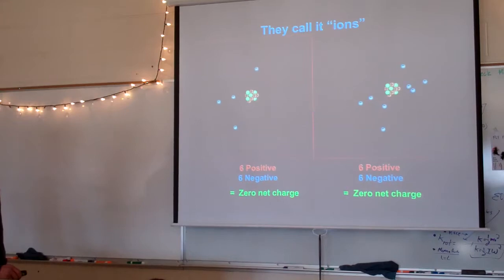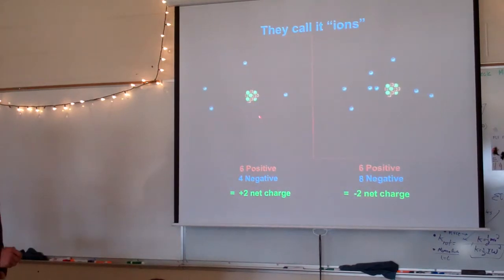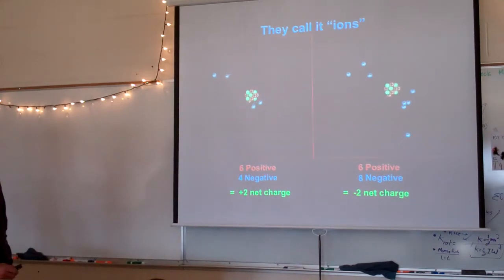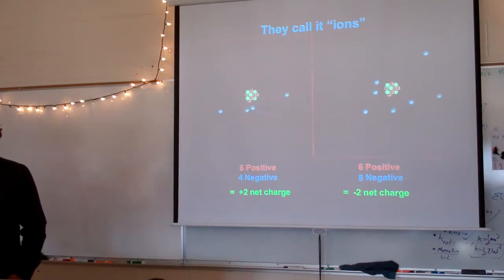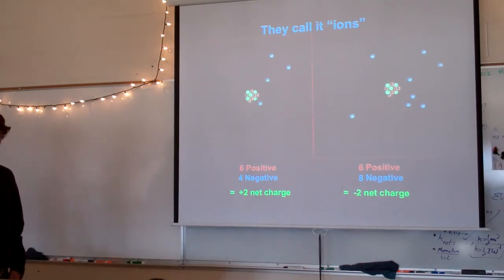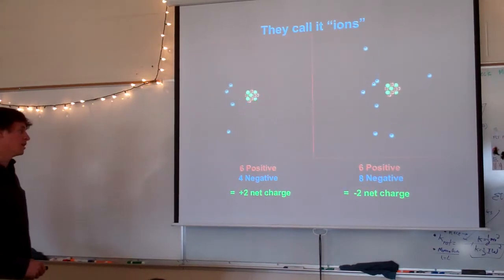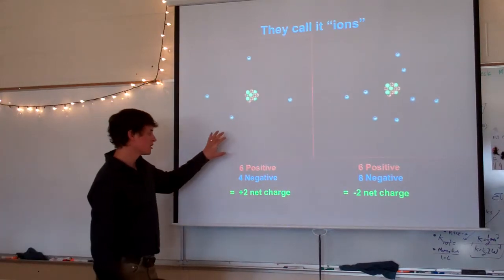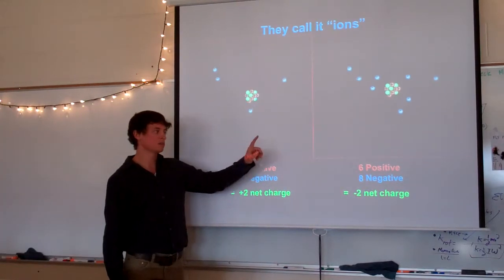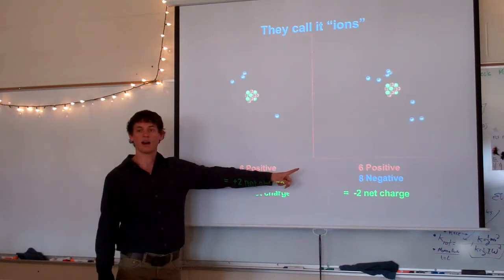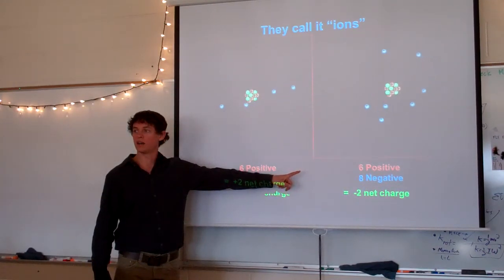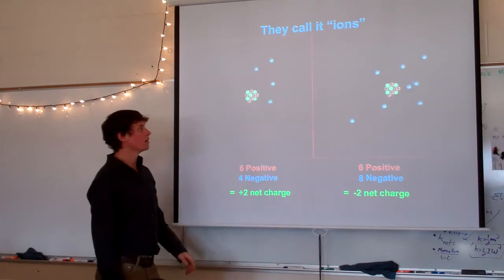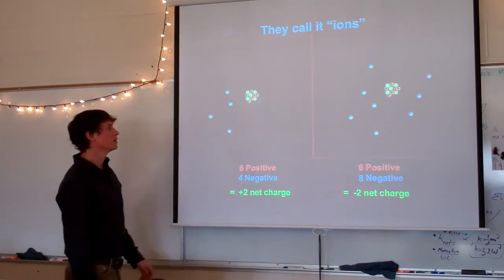Okay, what if we do this? What if we take 2 of the electrons away? Or what if we add 2 electrons to this atom over here? Now we have an imbalance of charge. Okay, so we have a positive and a negative 2 net charge. This would be called a positive ion. That would be called a negative ion, or what else do we call negative ions? Anion, that's right. Okay, these are called cations.